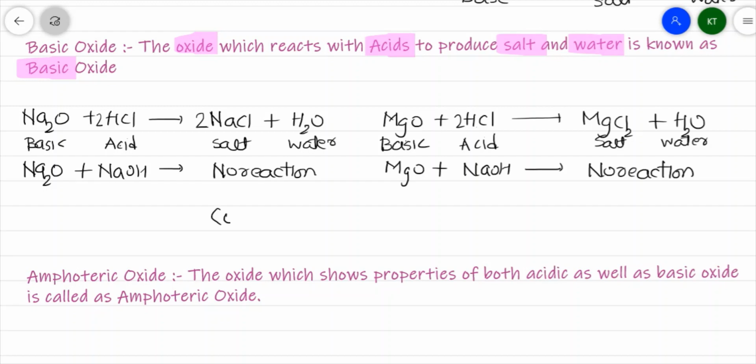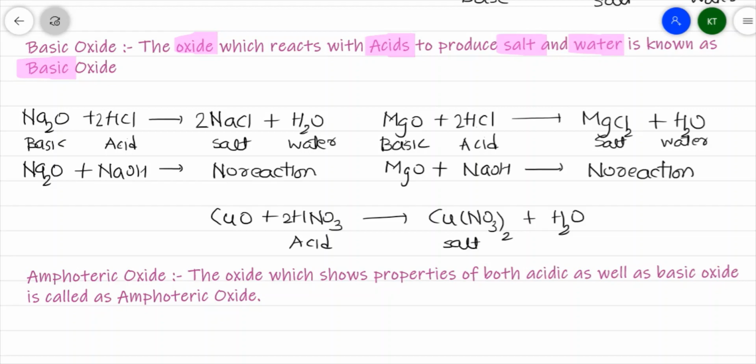Then another example, I am directly writing. Let me take copper oxide, CuO. This I react with HNO3. So I'll be getting Cu(NO3)2 plus water. To balance this, I'll multiply here by 2. The equation got balanced. Now look at here. HNO3 is an acid, copper nitrate is a salt, and this is H2O as water. So the taken substance will be what? Basic in nature. So the oxide which reacts with acid so as to give me salt and water is called a basic oxide.